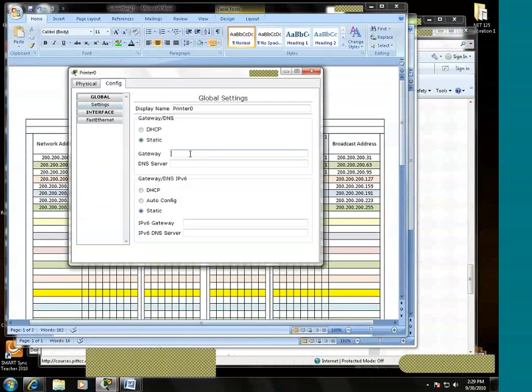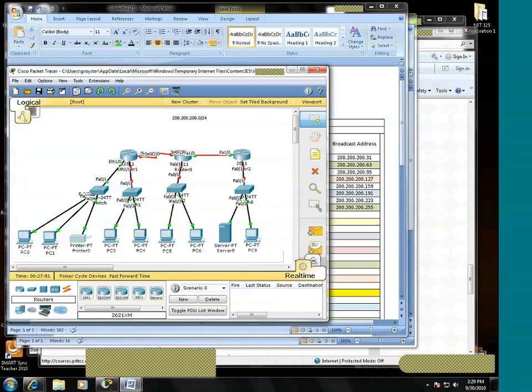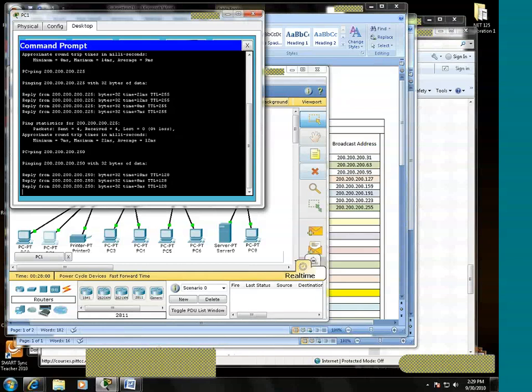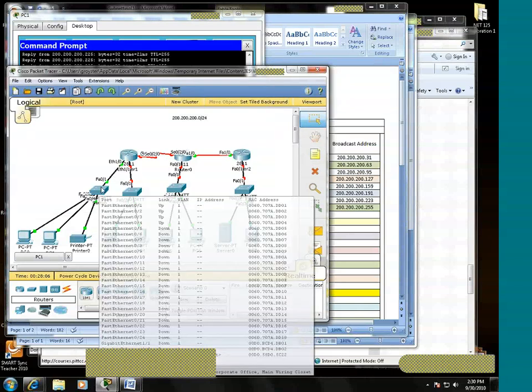What about the default gateway? Because PCs on a different network within our organization may want to access this printer. Okay. All right. Let's ensure we have connectivity to the printer. Okay, good to go. All right, we've completed the first network or subnet. Let's go on to the next subnet.